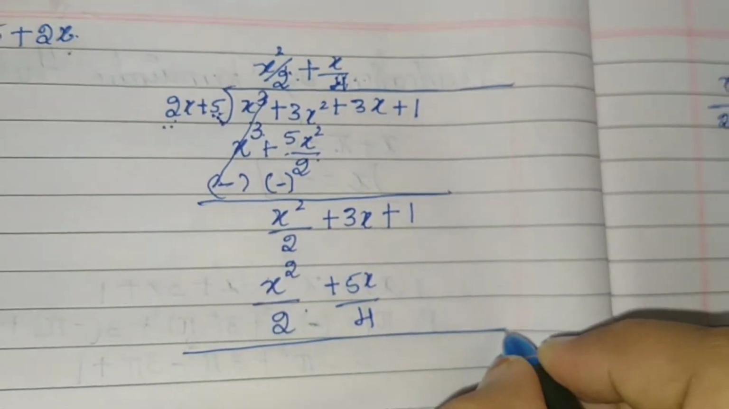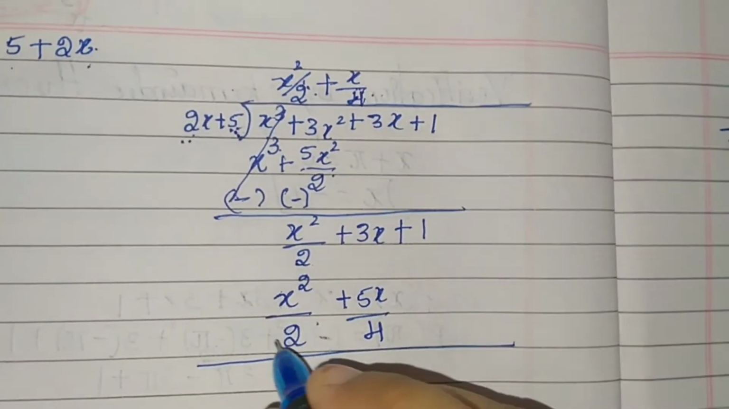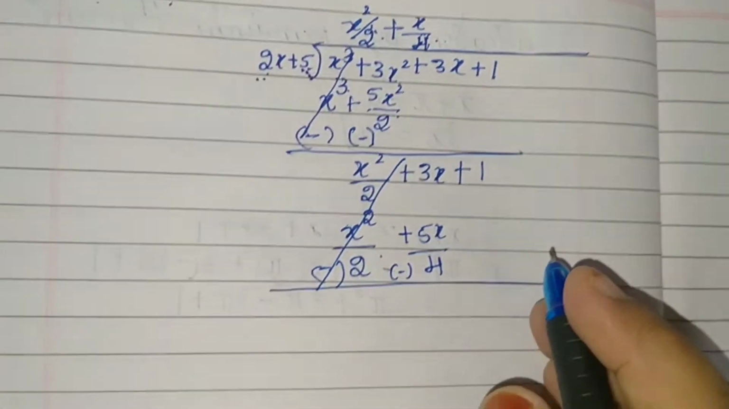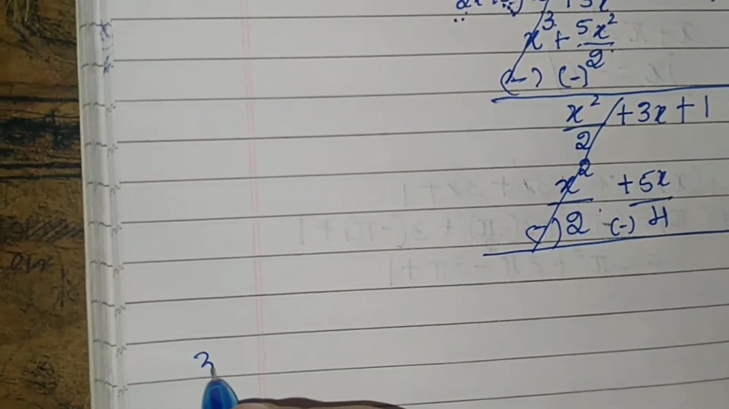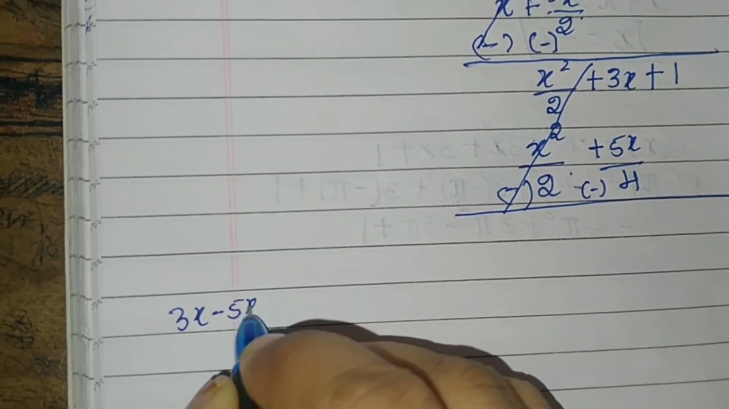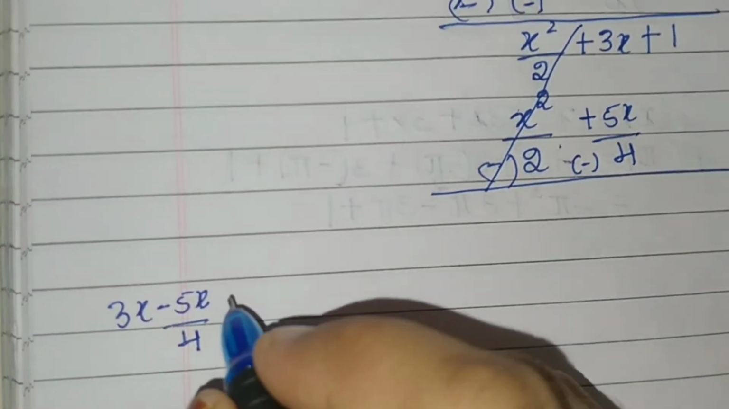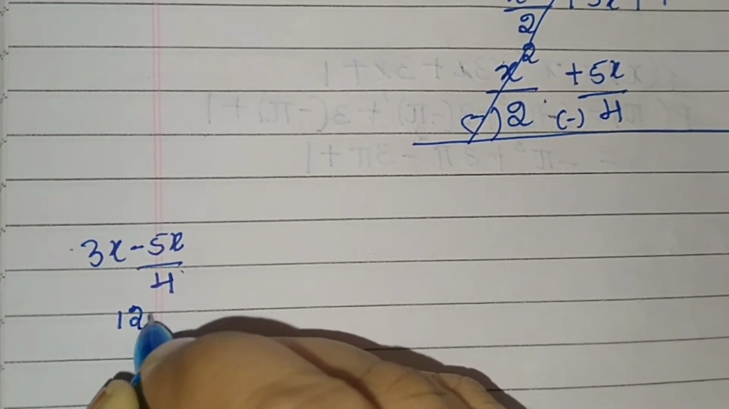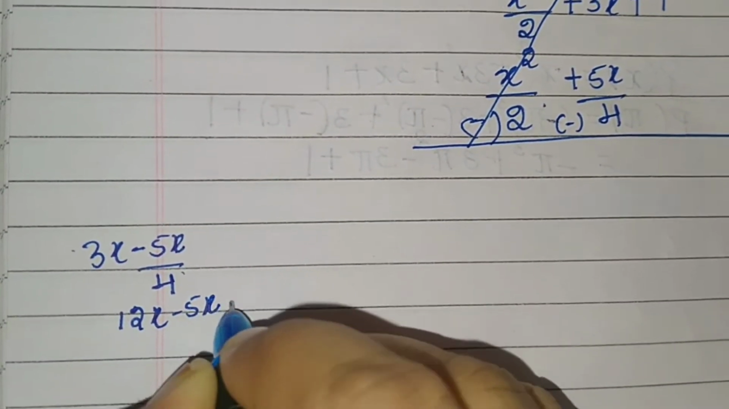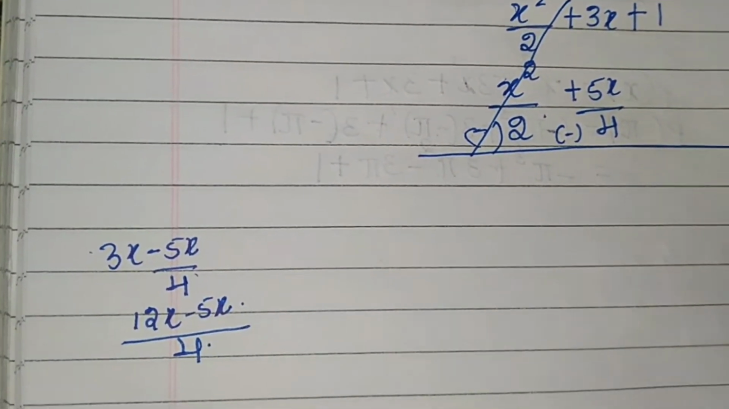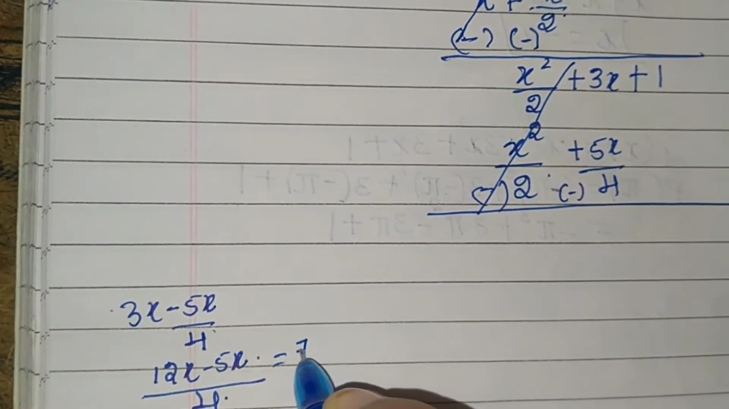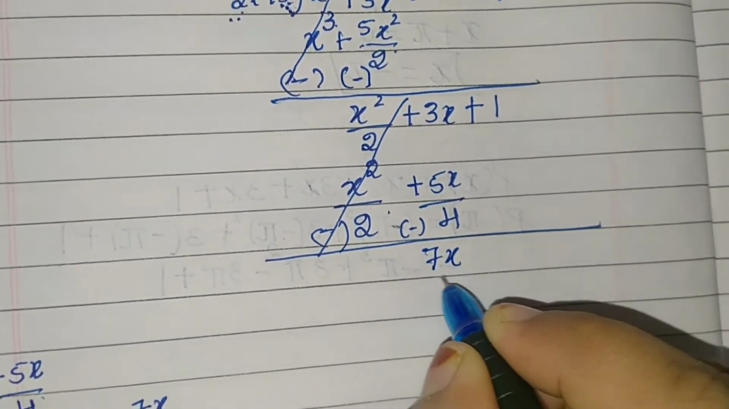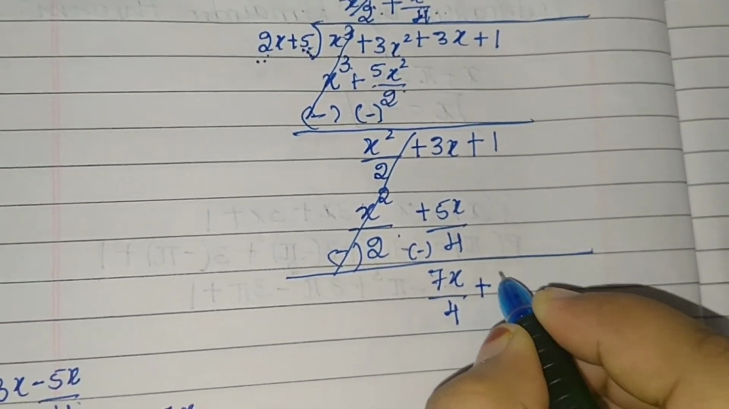Okay. So the next step is you have to change the sign. So just cancel this. What are you going to get again? What is remaining? 3x minus 5x by 4. So just cross multiply this. What you are going to get? 4 3s are 12. 12x minus 5x divided by 4. Okay, 12 minus 5 is nothing but 7. 7x divided by 4. So the answer is here 7x divided by 4 plus 1.